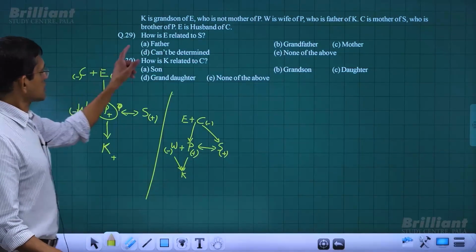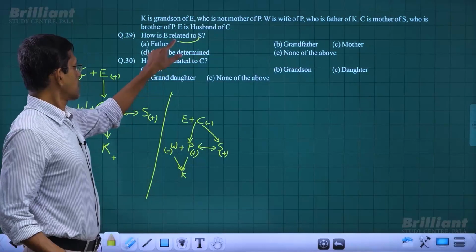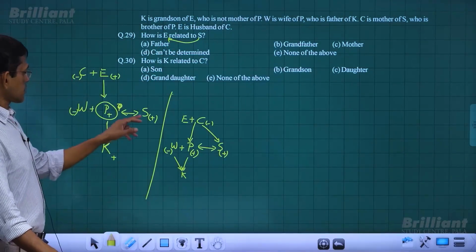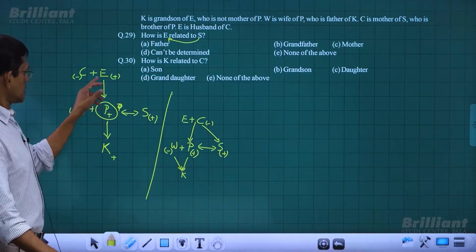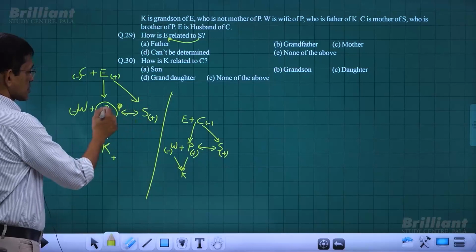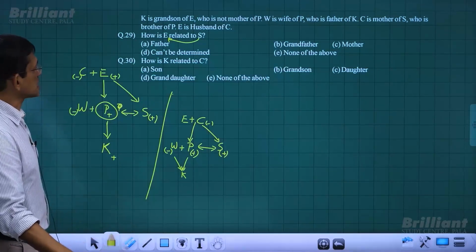Now, how is E related to S? From the point of view of S, who is E? E is the father, right? Because P and S are siblings, so E is the father.